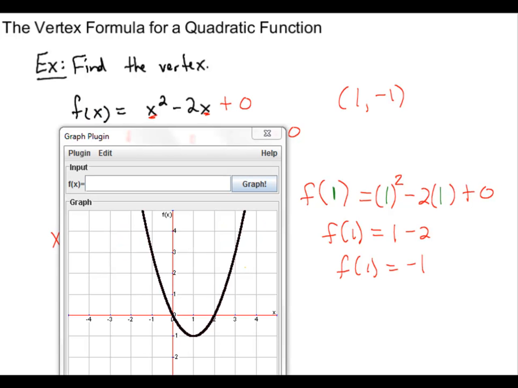I pulled up the graph of this function on the grapher. If you put x squared minus 2x into here, you can see the parabola it produces. Now look at where the vertex is, (1, negative 1), which is right there. So this does work.